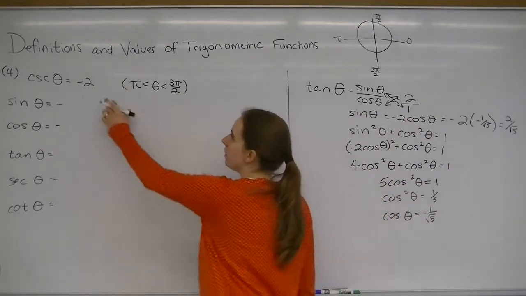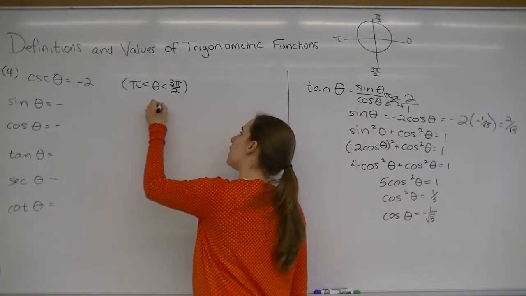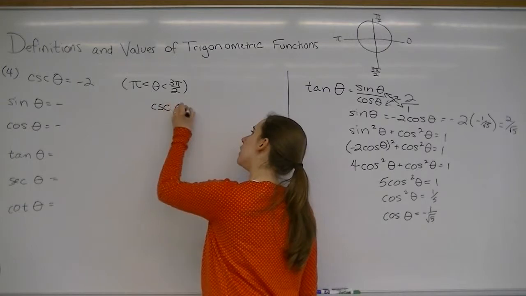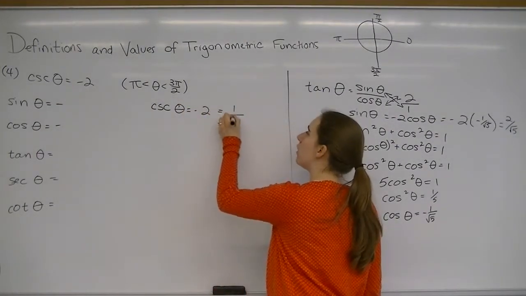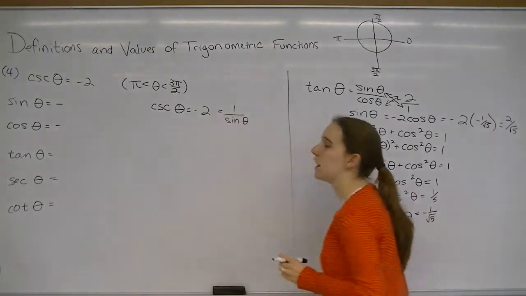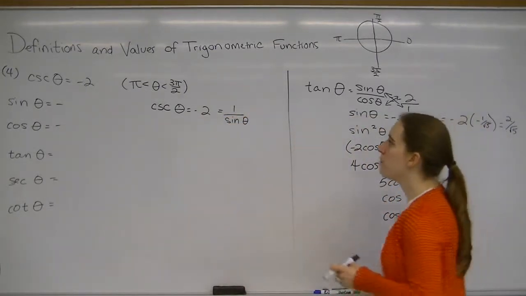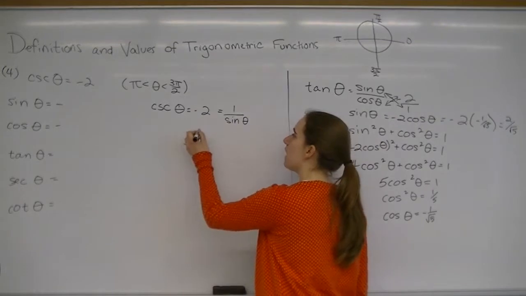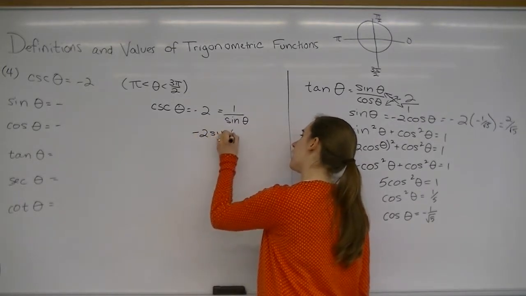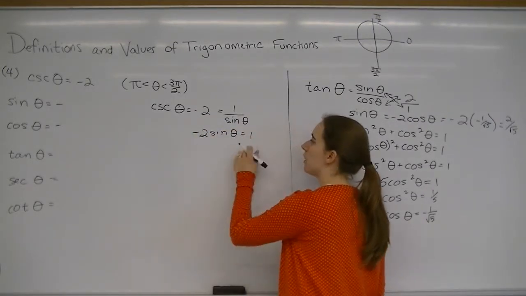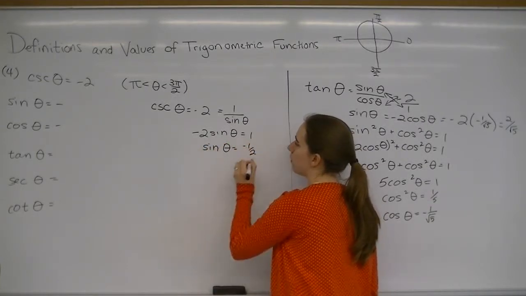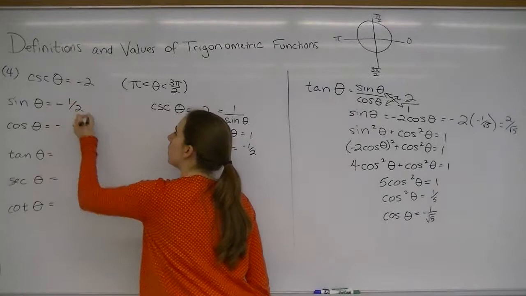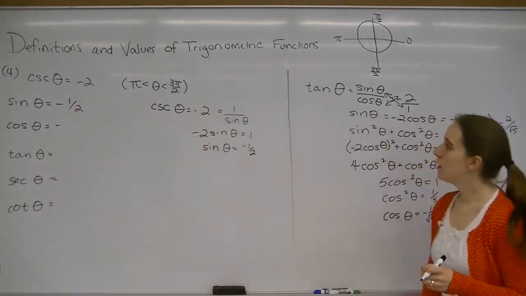What we can do is we know that cosecant is equal to -2, but we also know that that's just 1 over the sine of theta. So if I multiply on both sides by sine theta, I get -2 sine theta is equal to 1. So I divide by -2. Sine theta is -1/2.